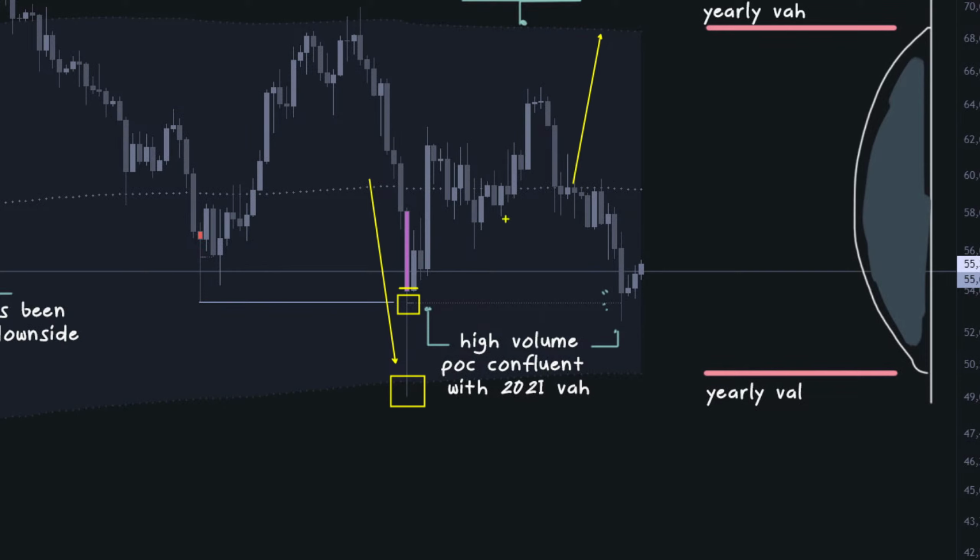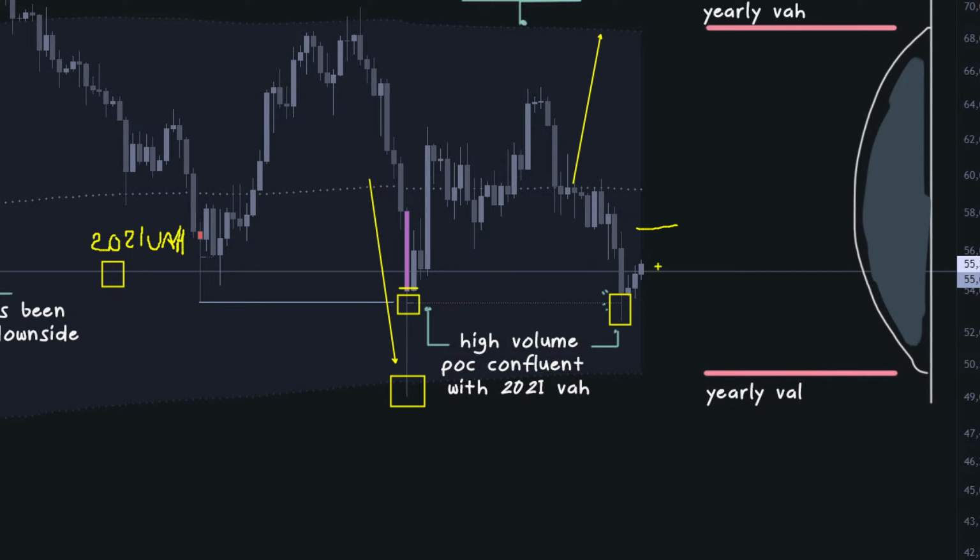However, what's good to note here is that this line here is the 2021 value area high. So it's a key point, right? It's relevant. It's from a couple of years ago, but it's still major support. We had a high volume bar there with a point of control. Then we saw the market auction lower into the high volume point of control. And this is actually where we formed the low. And we're now trading somewhere up here.